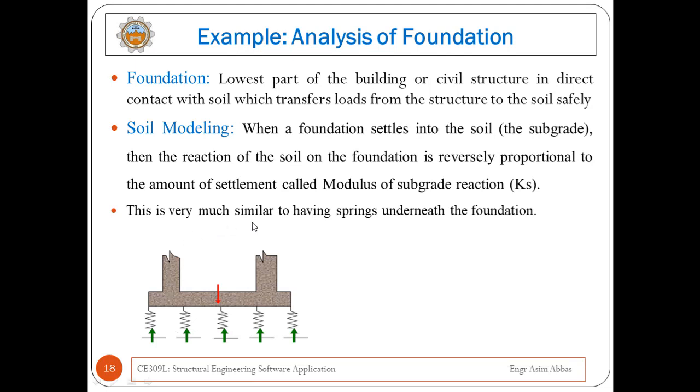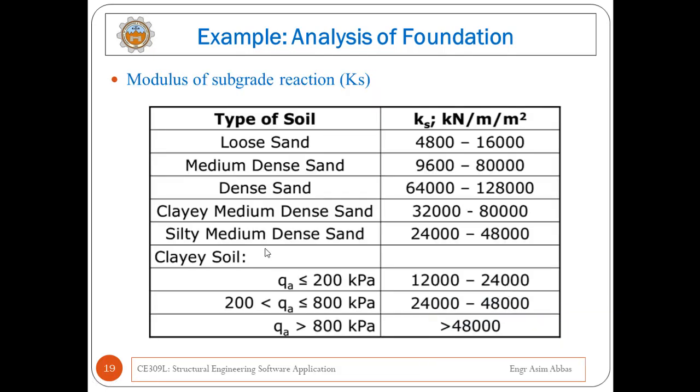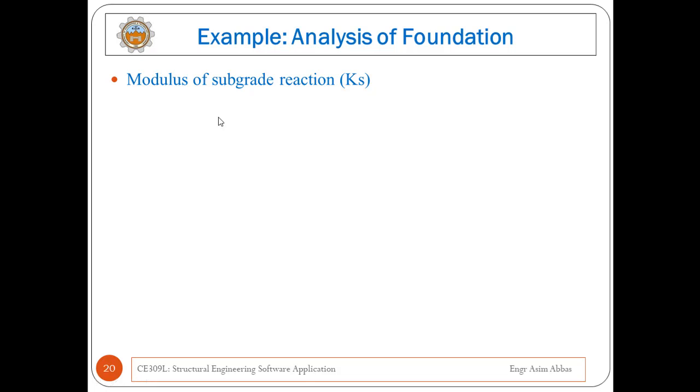Okay, this soil behavior is very much similar to having a spring underneath the foundation. The magnitude of the spring will be the modulus of subgrade reaction, and the unit of that will be force per unit area for each unit displacement or settlement in the soil. Okay, in the table, the modulus of subgrade reaction for different types of soil is given. For dense soil, the value is very high as compared to loose sand and other types of soil. The modulus of subgrade reaction can be calculated by using an empirical formula. Generally, the Ks value is equal to 40 times Qa, where Qa is the allowable bearing capacity of soil.